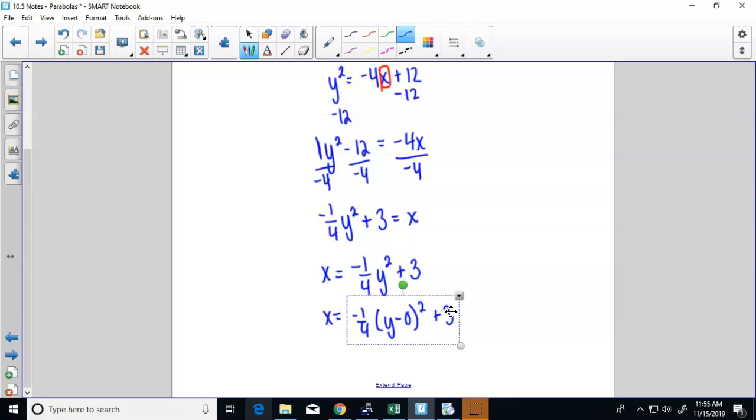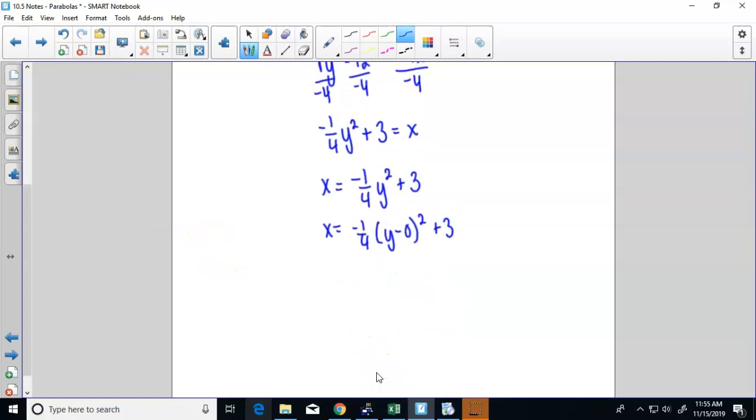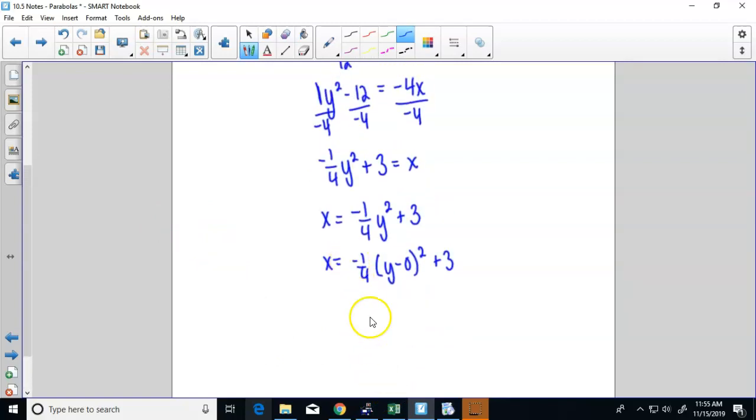Or plus 0 squared plus 3. So for this, we've got the negative 1/4 out front. I'm going to run through this fairly quickly. So our vertex, I was already wanting to say 0, 3. But that would be wrong because 0 is with the y. So it has to be our y coordinate. The 3 is our x coordinate.